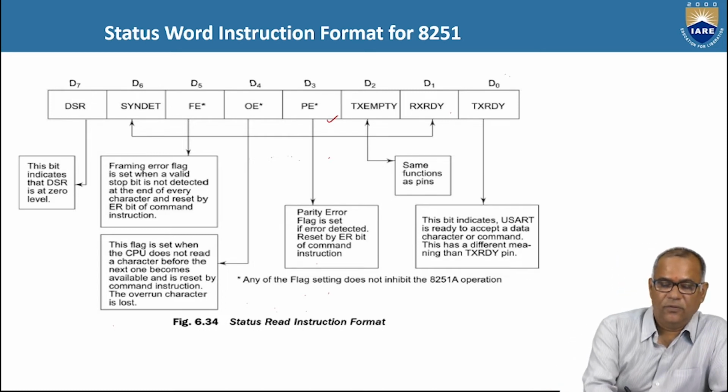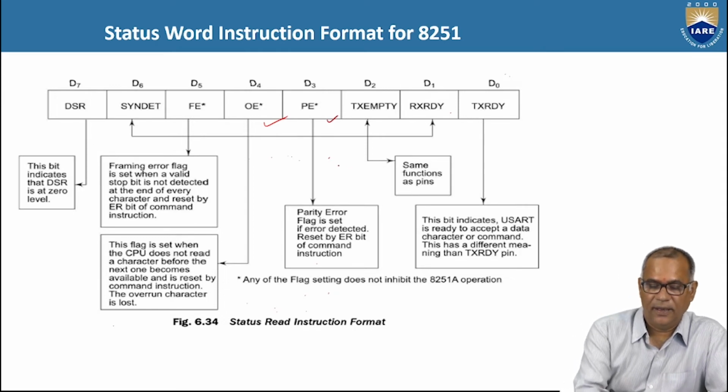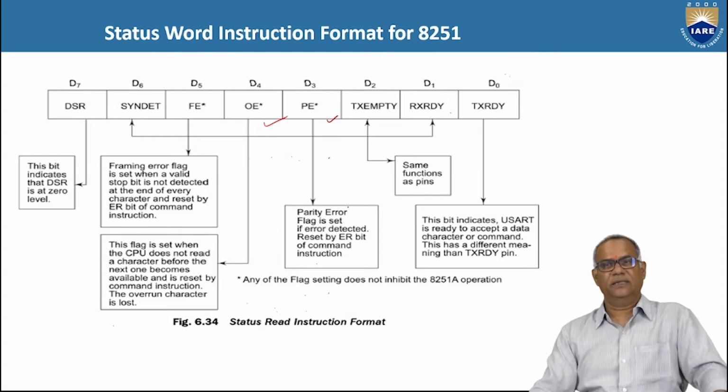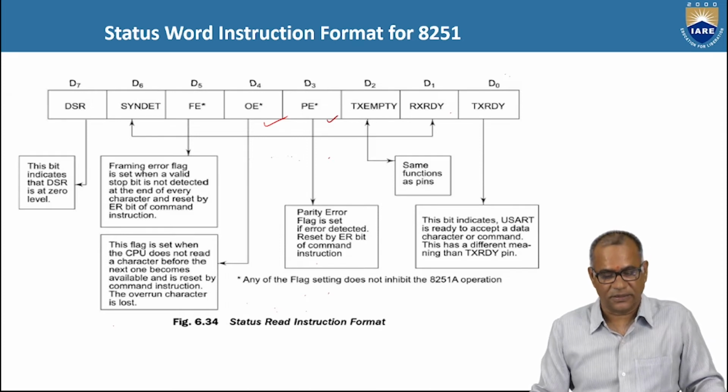And next we have the OE. So this flag is set when the CPU does not read a character before the next one becomes available, and this is reset by the command instruction. The overrun character is lost. And this is a parity error. So this flag is set if there is an error detected in the parity, and this can be reset by the ER bit of the command instruction.